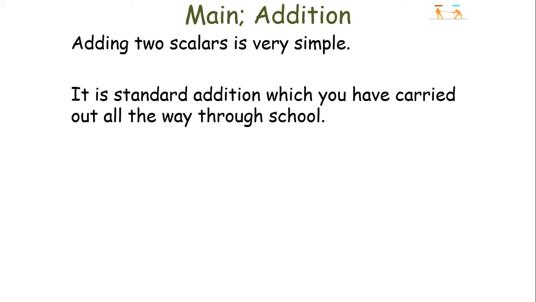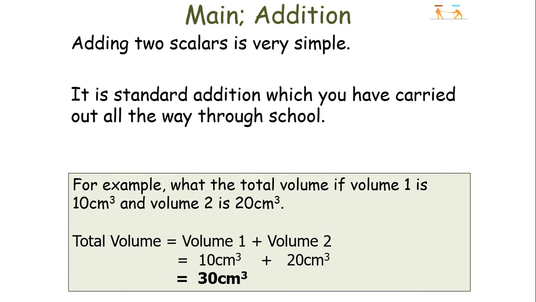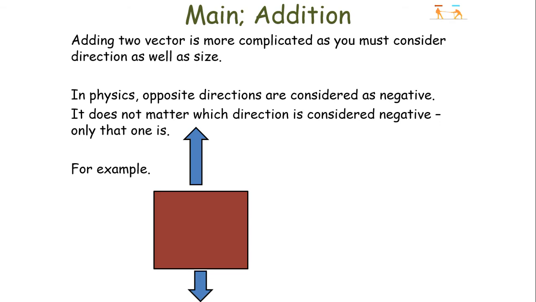Now adding two scalars is very simple. It's the standard addition you've carried out all the way through school. So if you had to add two scalars such as the volumes to each other, you would do volume 1 plus volume 2. So in this example, 10 plus 20 equals 30 centimeters cubed. But adding two vectors is more complicated because as well as the magnitude, you've also got to consider the direction. Now in physics, opposite directions are considered a negative. It doesn't matter which direction is considered the negative, only that one of them is. So for example, we could say up is positive and down is negative, or we could go vice versa depending on what the question states or what you decide.